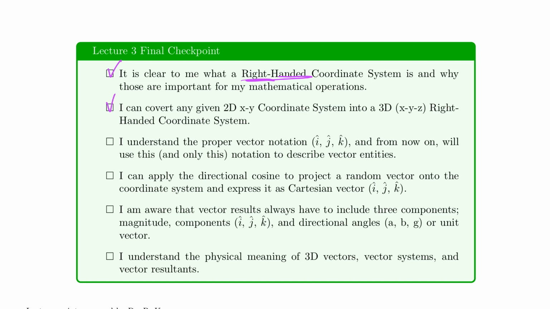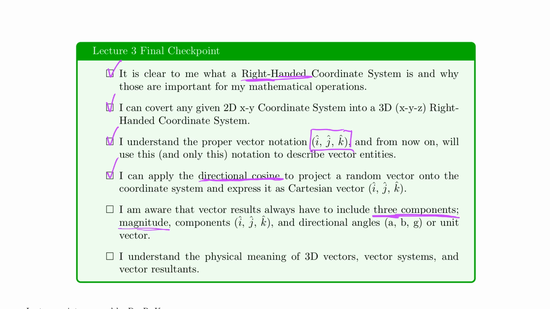I definitely understand what I, J, K are and how I use those from now on to describe vectors. And then we learned about the directional cosine angles. We definitely know how to apply those. That is very important. So I can check that off for myself as well. And now I know how to include always 3 answers. So I always know that I need to include the 3 components in my answers.